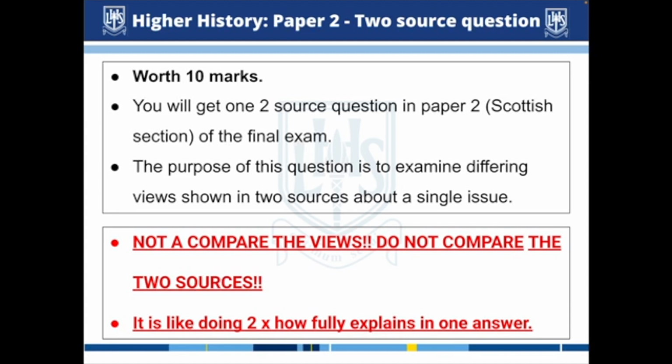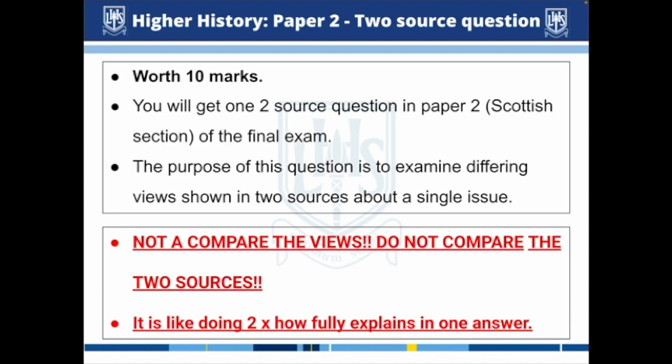It's worth 10 marks, so just like the how fully explain, you should dedicate approximately 25 minutes to this question. You'll only get one two-source question in the paper, and the idea of this question is to examine different views shown in two very different sources about a single topic.